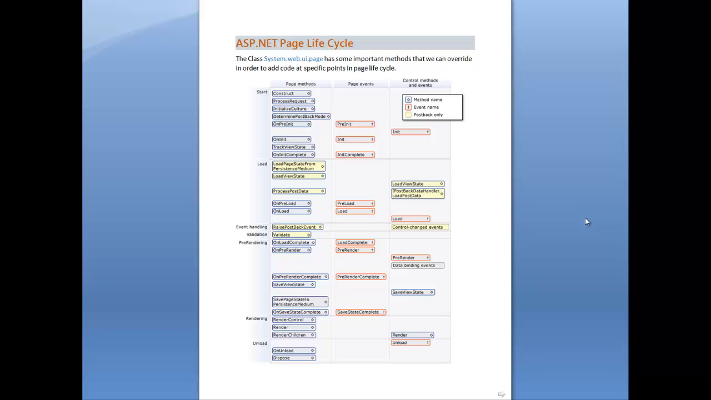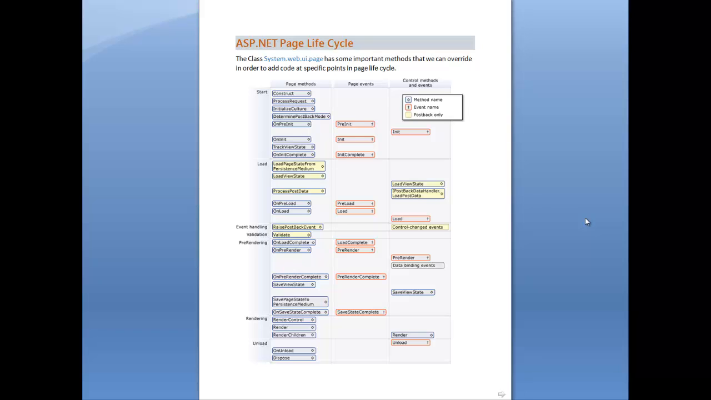ASP.NET Page Life Cycle. The class System.Web.UI.Page has some important methods that we can override in order to add code at specific points in the page life cycle. The diagram shows how these methods are related to page events and control events. Let's see the page lifecycle stages.